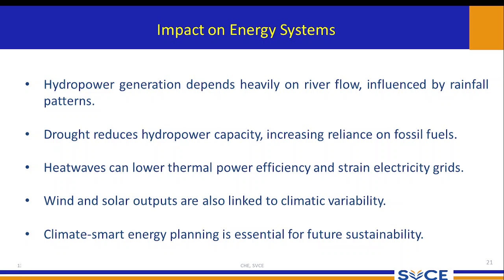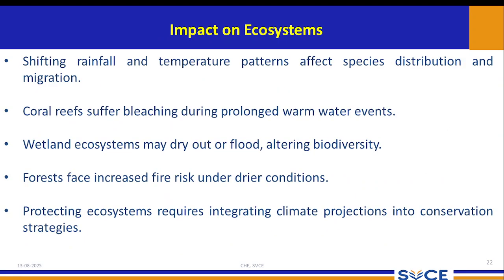By burning coal or other fossil fuel, they will heat things and produce steam. The steam will run the turbine, which is connected to a generator, and then electricity will be produced. You know that already, right? Heat waves can lower the thermal power efficiency and strain electricity grids. Wind and solar output are also linked to climatic variability. Climate smart energy planning is essential for future sustainability.